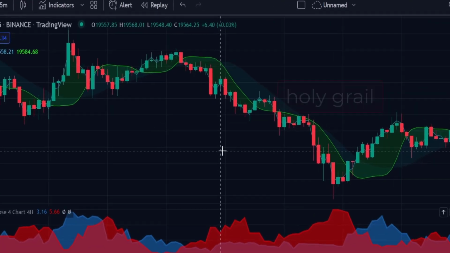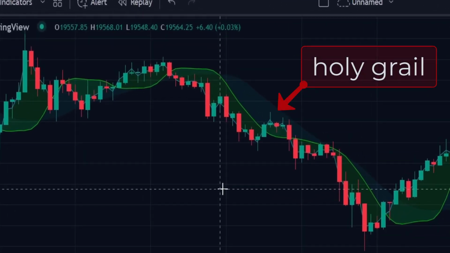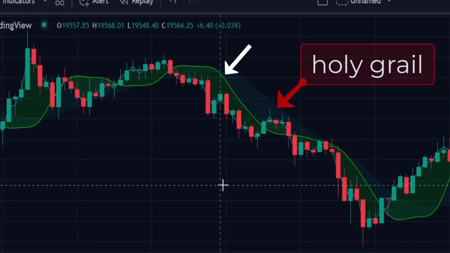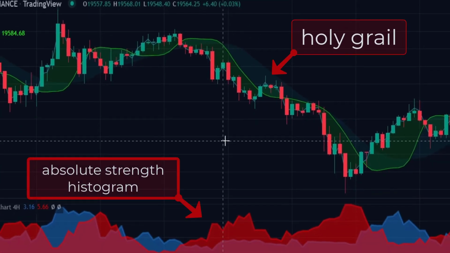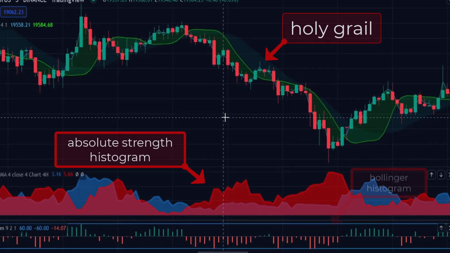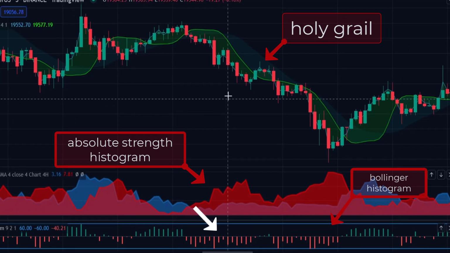First, we need to have a cross on the Holy Grail indicator where the dark green line crosses above the light green line. Second, the red line on the absolute strength histogram must be above the blue line. The Bollinger Histogram must also be red color. And lastly, the market must form a bearish candlestick, like this here.